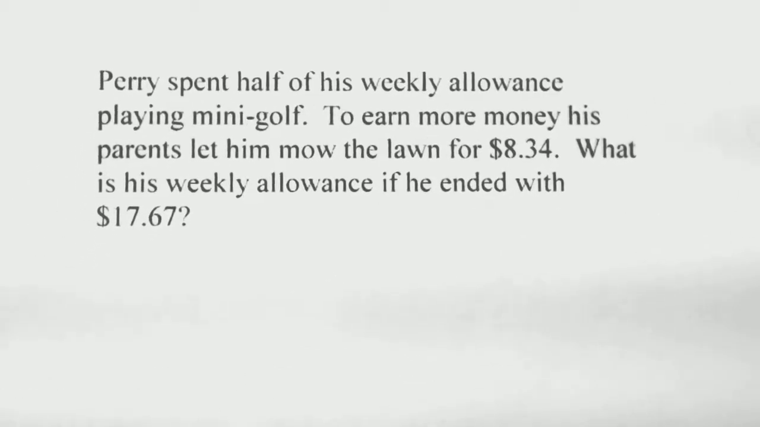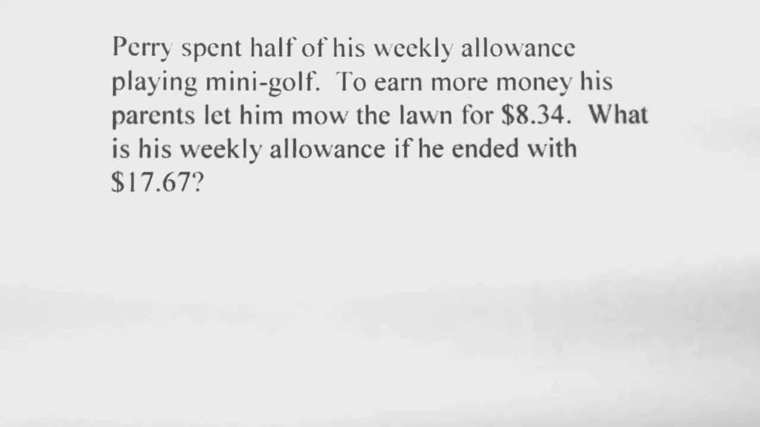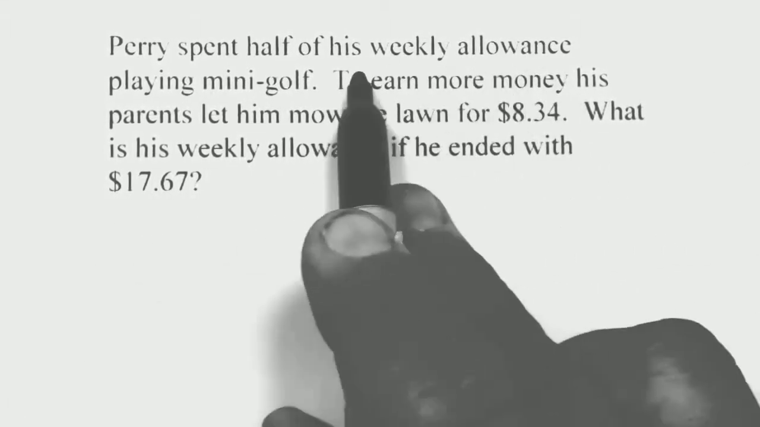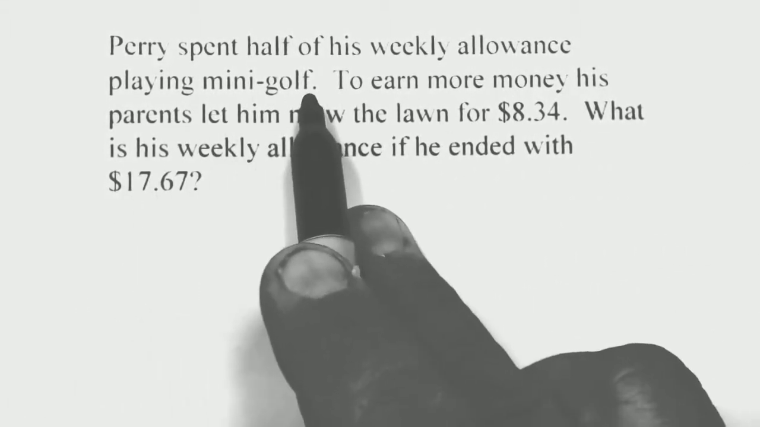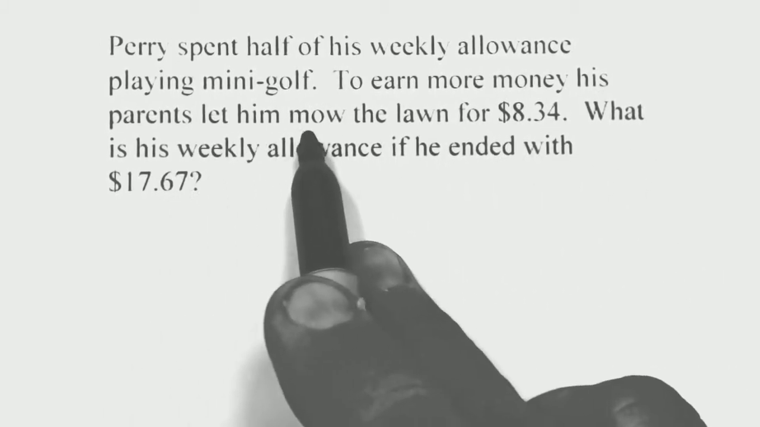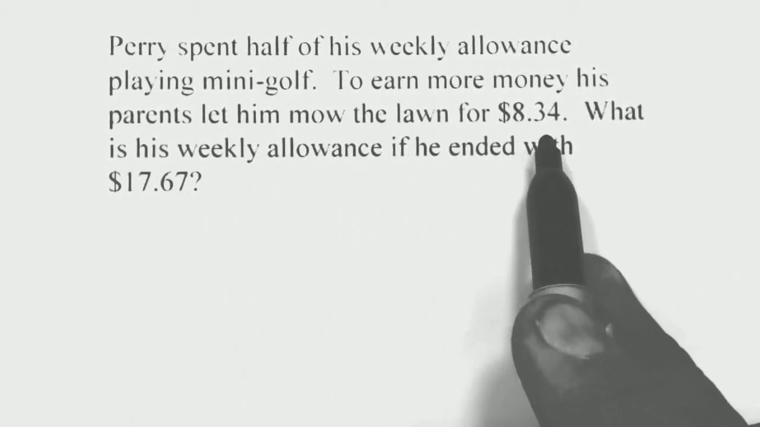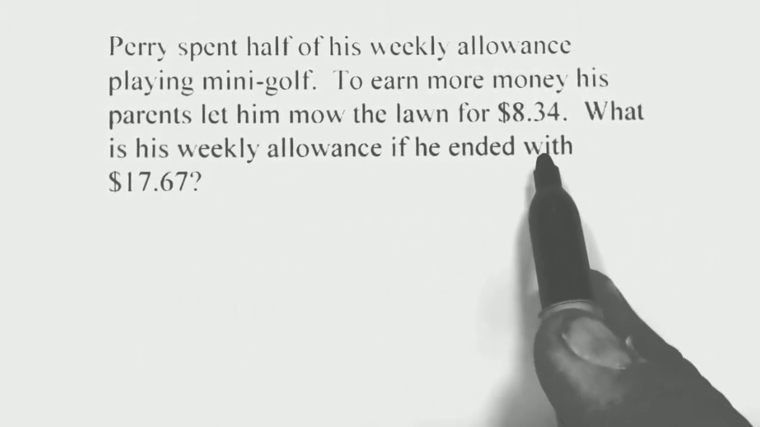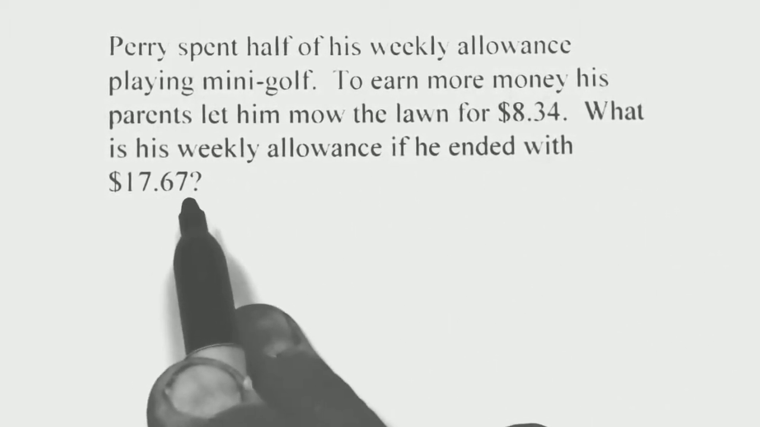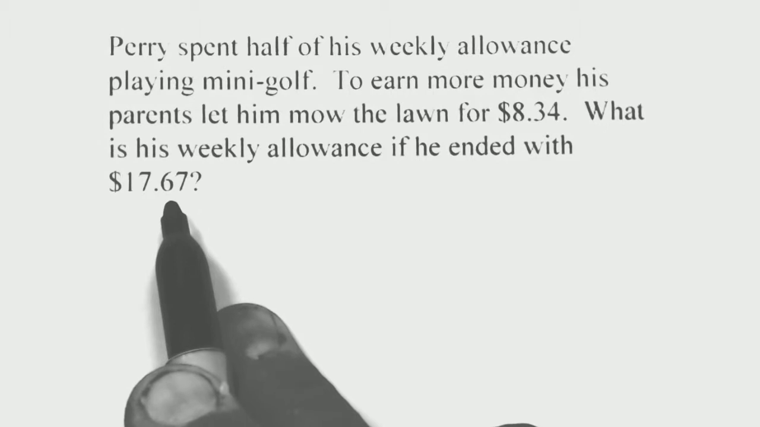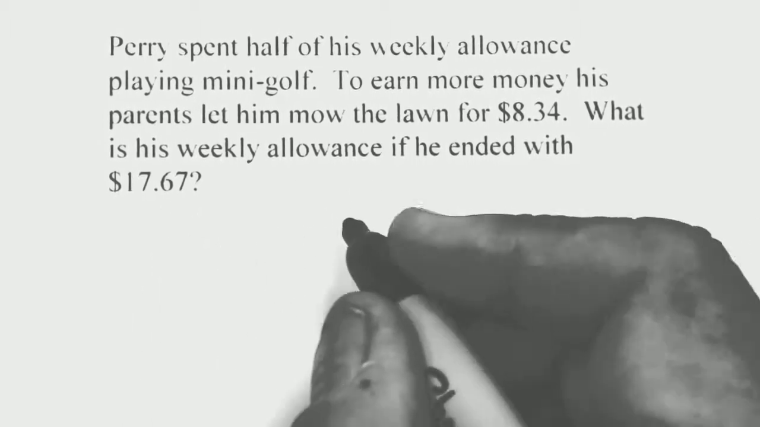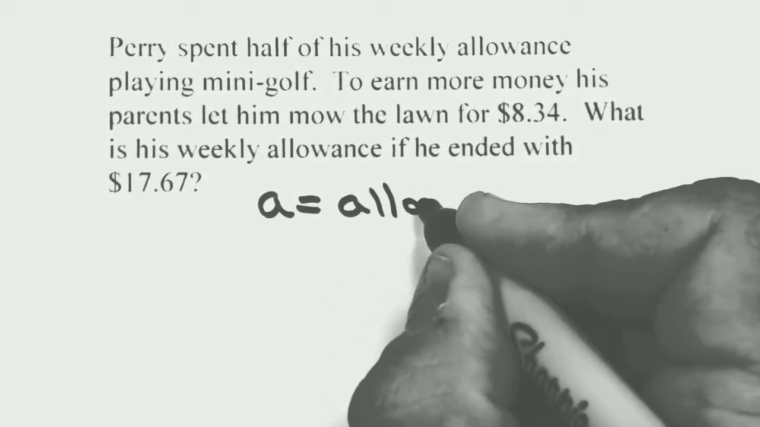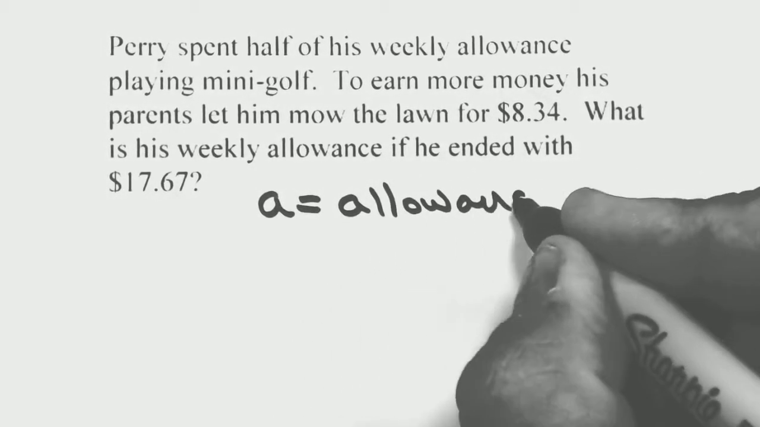Okay, let's see. We're talking about allowances here. Perry spent half of his weekly allowance playing mini golf. To earn more money, his parents let him mow the lawn for $8.34. What is his weekly allowance if he ended up with $17.67? Okay, well, let's say A equals what his allowance happens to be.